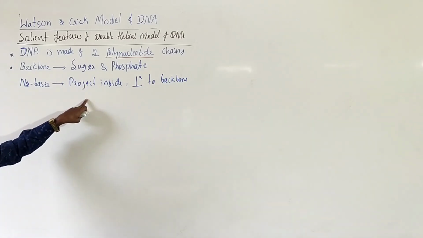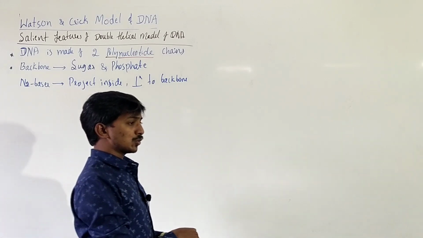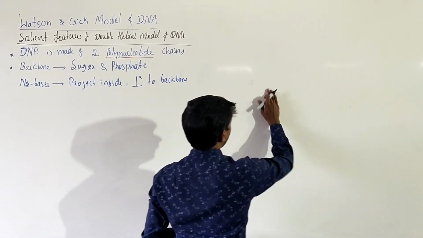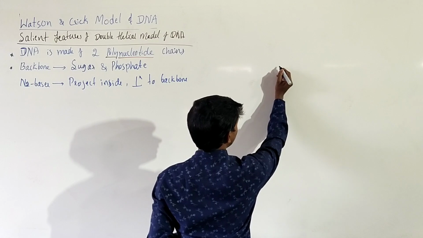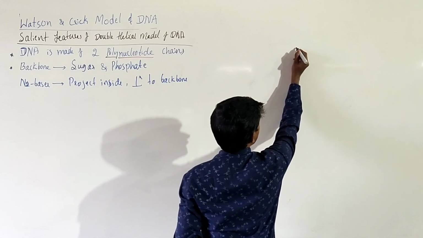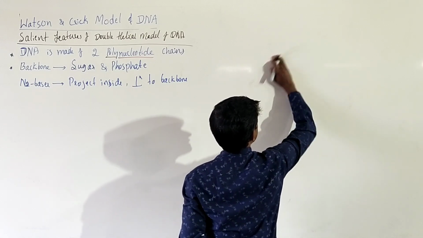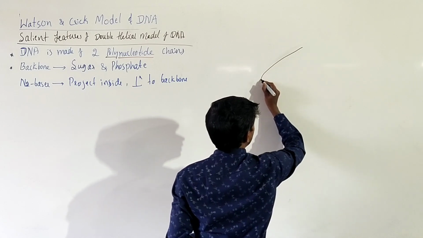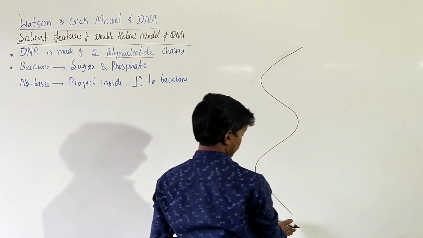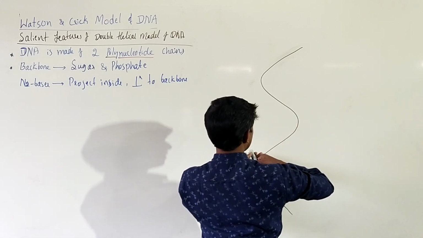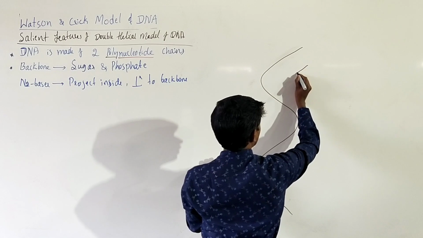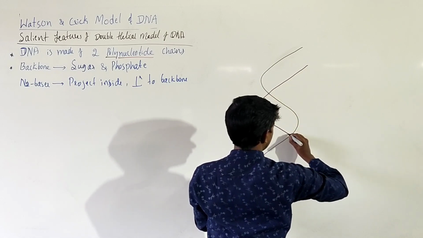Now we'll see how this can be shown structurally. There are two polynucleotide chains. Look at the diagram very carefully. Most of the people make mistakes in drawing the diagram itself. Drawing the DNA is a skill. I don't say I'm a skilled drawer or a diagram artist, but I can say drawing the diagram is a skill. So look at the diagram very carefully.